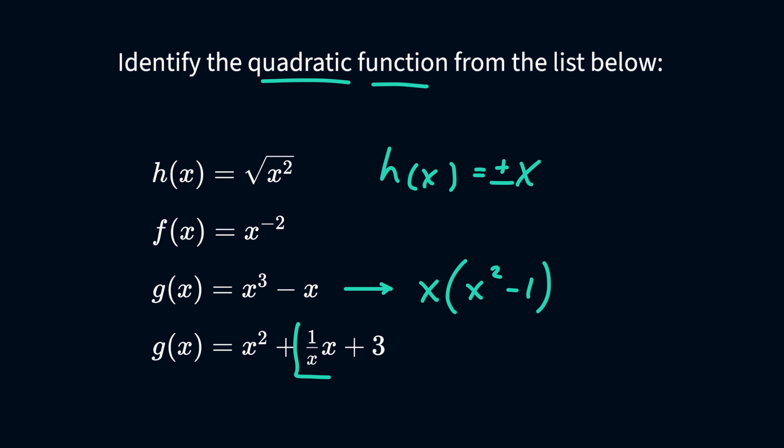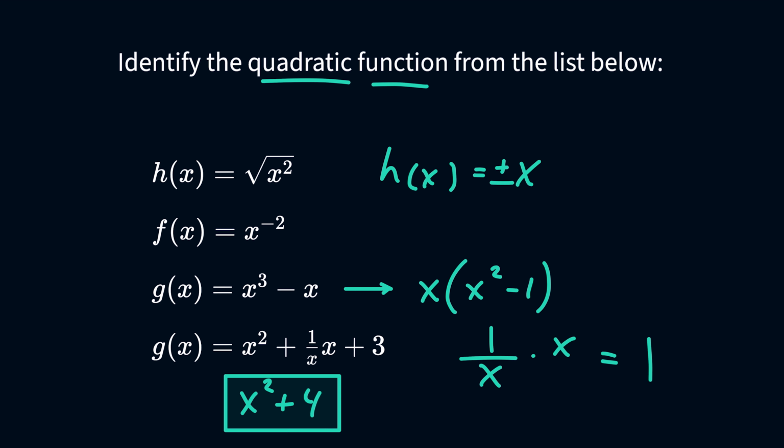But remember, I said if you can simplify anything, you want to do that first and see kind of what the result is. When you take 1 divided by x and you multiply it by x, the x's essentially cancel, right? And you're left with just 1. So this is here to kind of trick you, right? The way to rewrite this is actually x squared plus 1 plus 3. So that becomes simply x squared plus 4. And that, my friends, is a quadratic. All right? So the answer is going to be right here: x squared plus 1 over x times x plus 3.